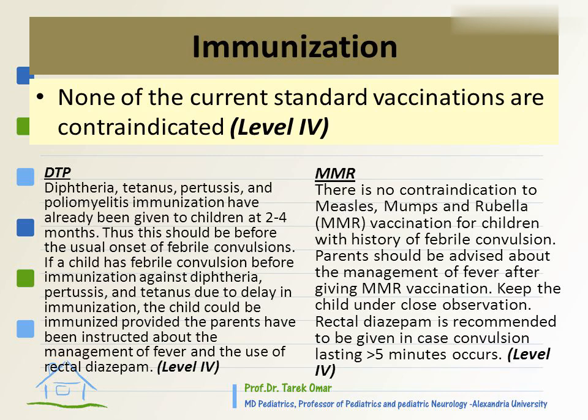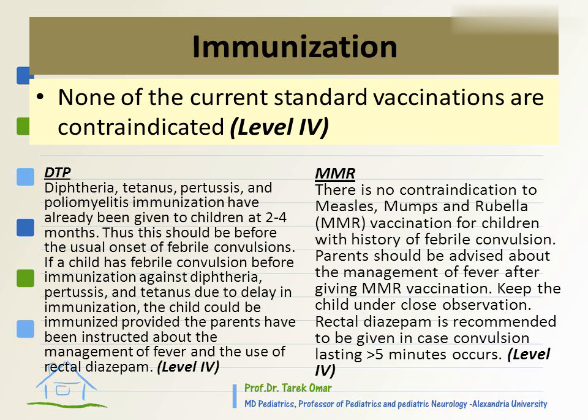1281–1286. Immunization. None of the current standard vaccinations are contraindicated. Level 4. DTP. Diphtheria, tetanus, pertussis, and poliomyelitis immunization have already been given to children at 2 to 4 months. Thus this should be before the usual onset of febrile convulsions. If a child has febrile convulsion before immunization against diphtheria, pertussis, and tetanus due to delay in immunization, the child could be immunized provided the parents have been instructed about the management of fever and the use of rectal diazepam.